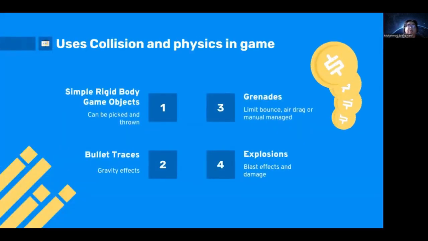Last one is to use collision and physics in games. Okay, there are four of them. First is the use of simple rigid body game objects. Example, sticks and stones, the objects that can be picked and thrown.